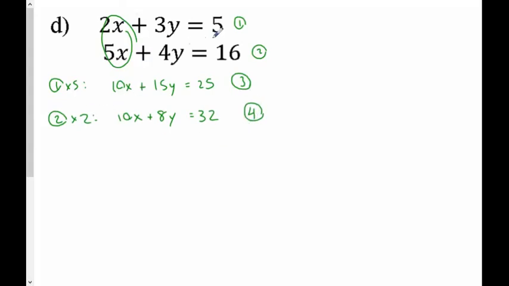So I came from having two equations where none of the coefficients matched to now having two equations where I do have coefficients that match. I did have to change both of them, so it was a little more work, but still pretty doable. I've got 10x and 10x. Both are positive, so I'm going to subtract. So let's take equation 3 and subtract equation 4, which gives me 7y equals negative 7. Oh, awesome. So y is negative 1.